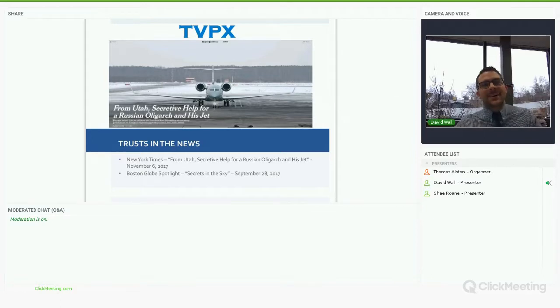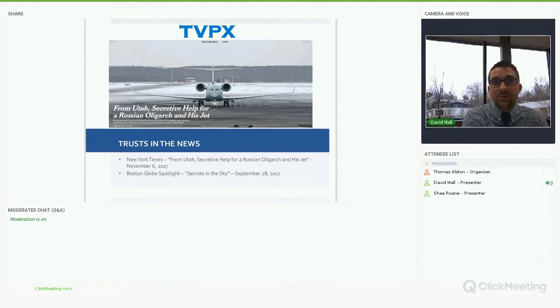Kind of current events. Many of you may have seen this headline in the New York Times not long ago from Utah: secretive help for a Russian oligarch and his jet. It actually touched on owner trust a little bit. It got a lot of the information wrong.